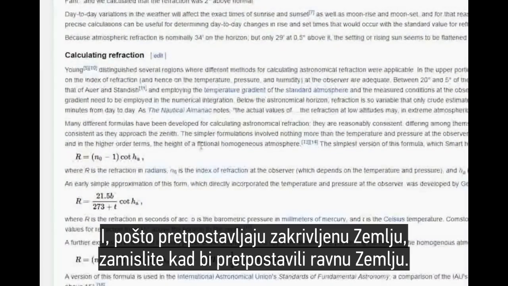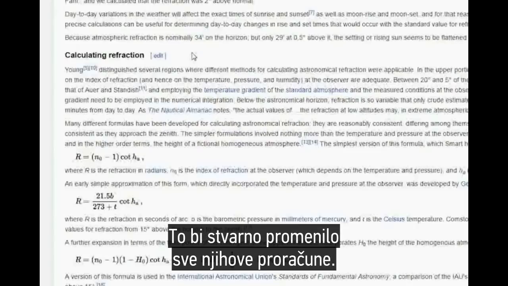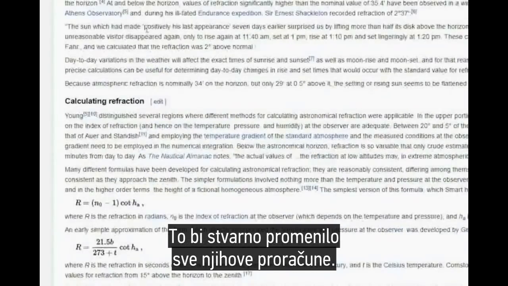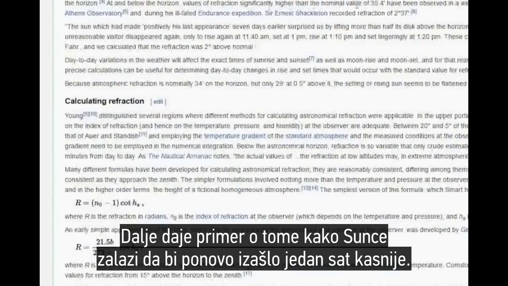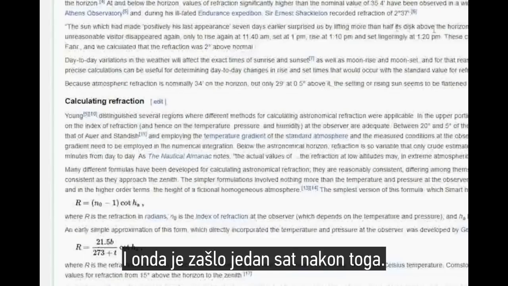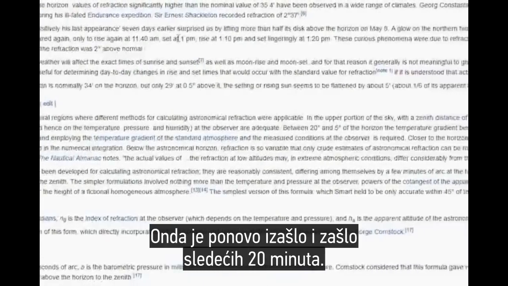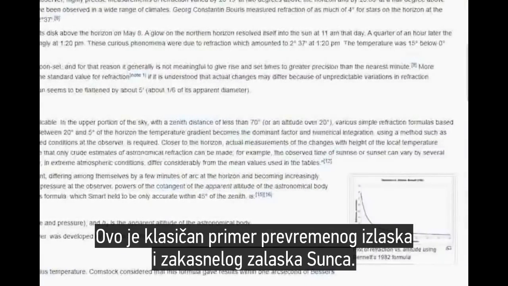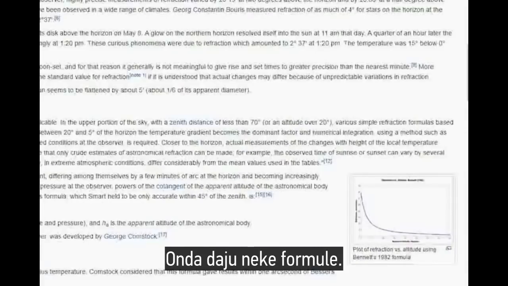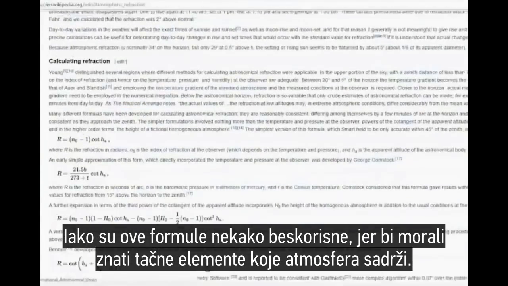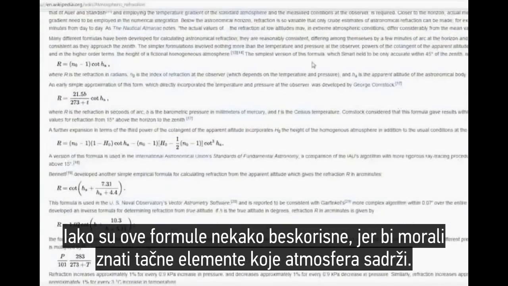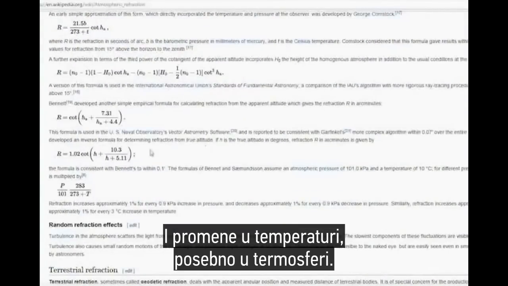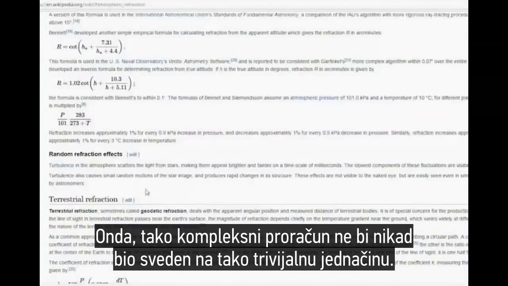And since they are assuming a curved Earth, imagine if they assumed a flat Earth. That would really change all of their calculations. It then talks about an example once of how the sun set only to rise again an hour later. That's right, an hour later. And then it set an hour after that. And then it rose and then set again within the next 20 minutes. This is a classic example of advanced sunrise and sunset. Then they give some formulas, although these formulas might be kind of useless because they would have to know the exact elements contained in the atmosphere and the changes in temperature, especially in the thermosphere. And then a calculation so complex would never be reduced to such a trivial equation.